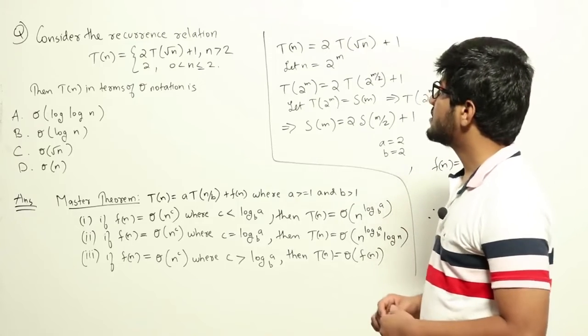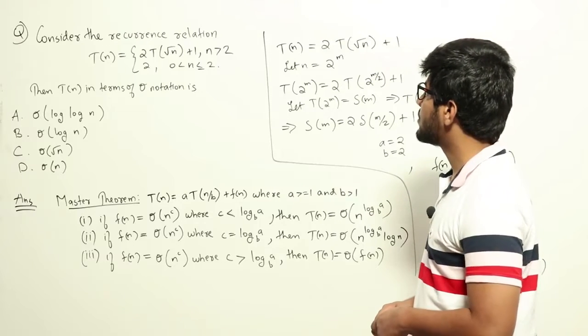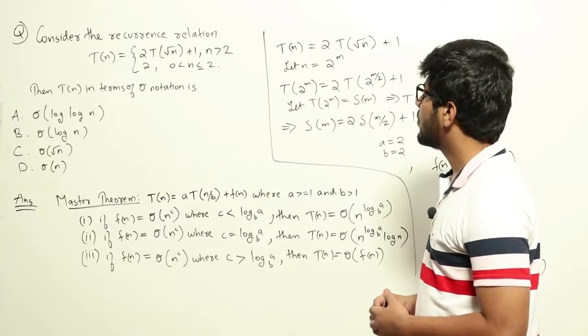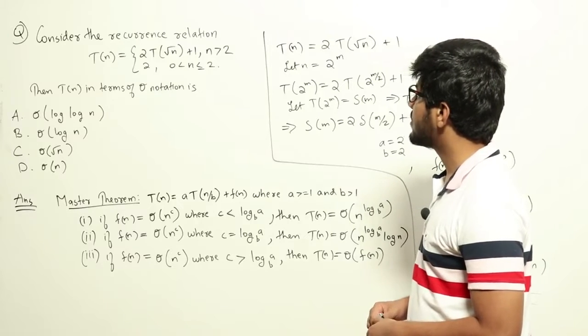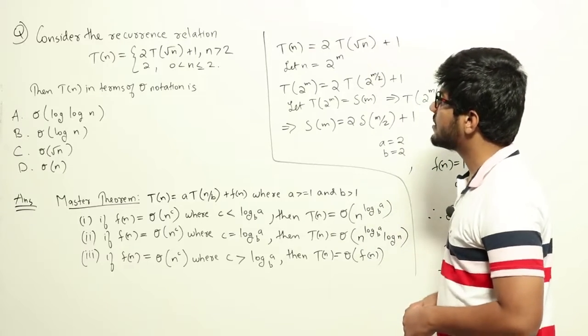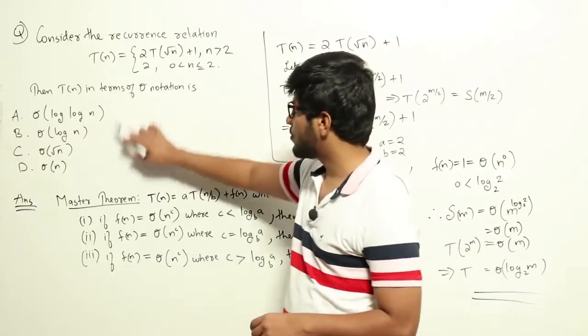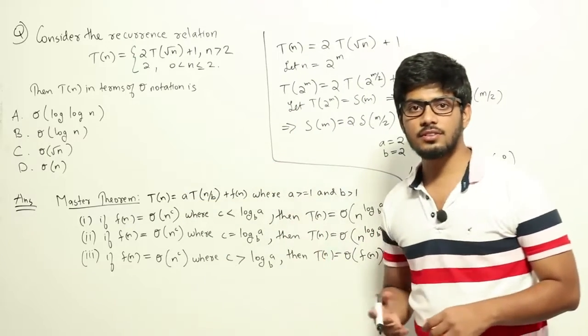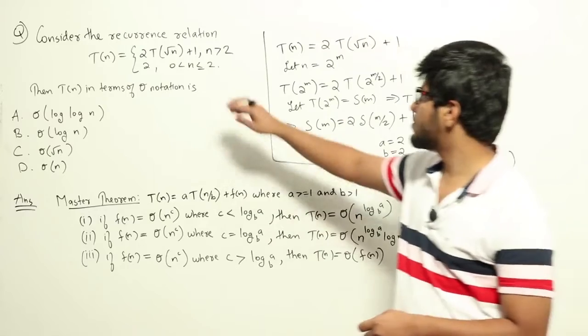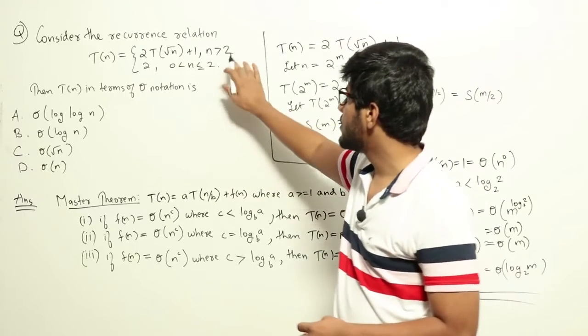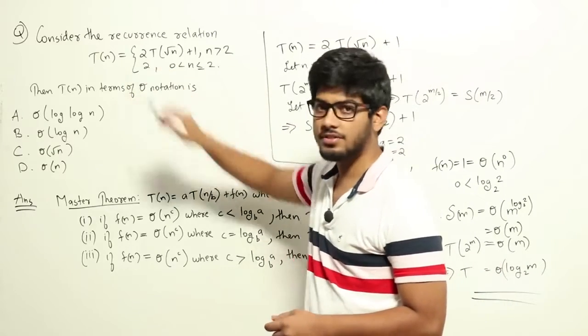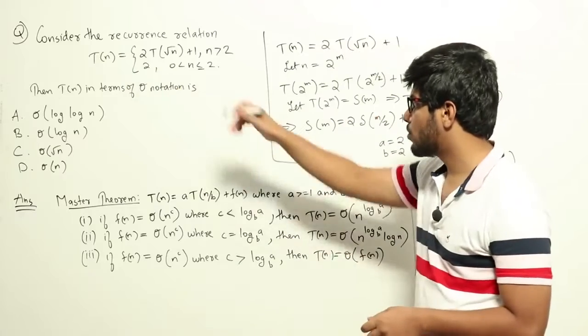Consider the recurrence relation T of n equals 2 into T of root n plus 1, n is greater than 2, or it is 2 if 0 less than n less than or equal to 2. Then T of n in terms of theta notation is, we have been given 4 options here. So this is a question on solving recurrence relations. We have been given this particular recurrence relation and then we need to solve it and find the time complexity of T of n from these 4 options.